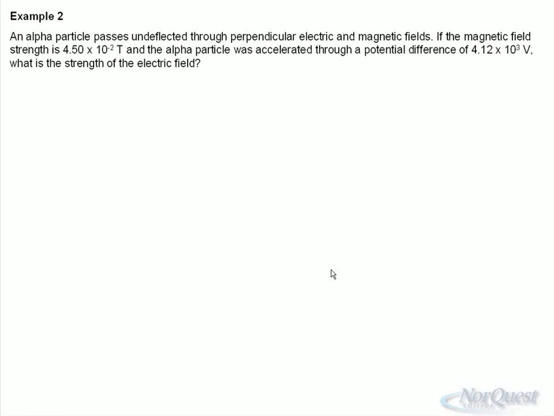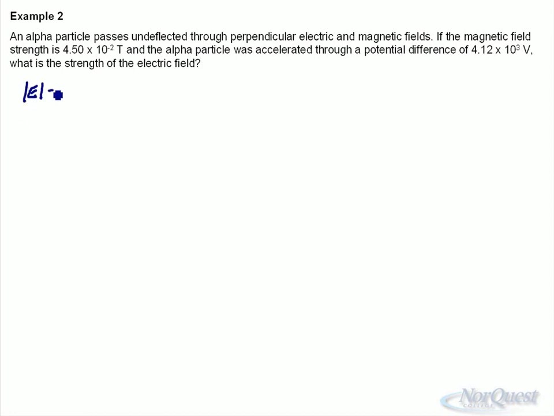Another example on the Thomson experiment, working with a different particle now. Now we have an alpha particle passing undeflected through perpendicular electric and magnetic fields. If the magnetic field strength is 4.50 times 10 to the negative 2 Tesla, the alpha particle is accelerated through a potential difference of 4.12 times 10 to the 3 volts. We're looking for the strength of the electric field.